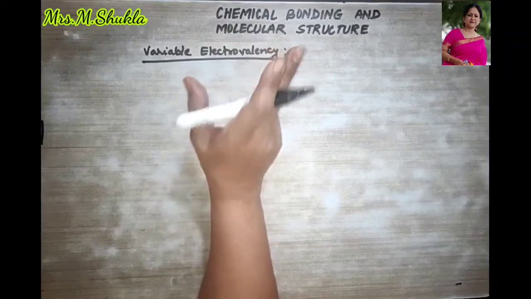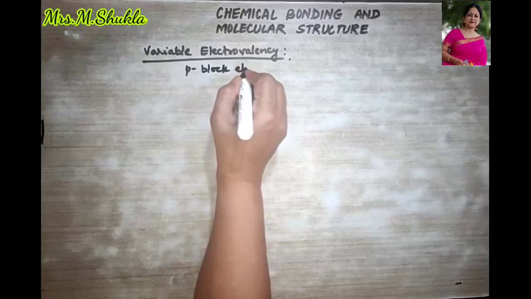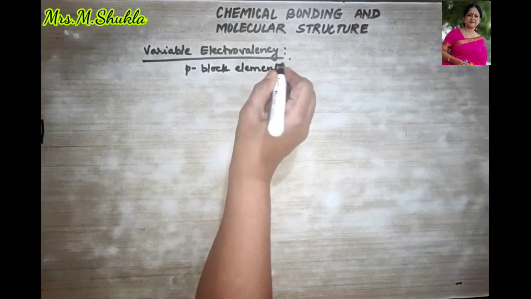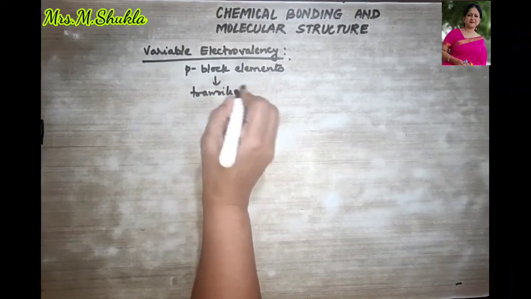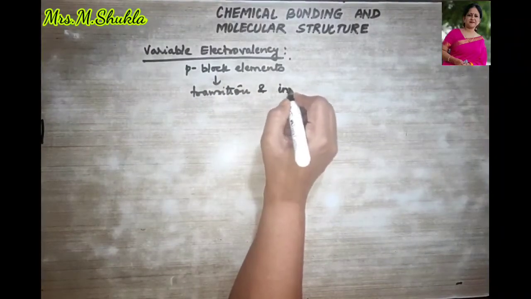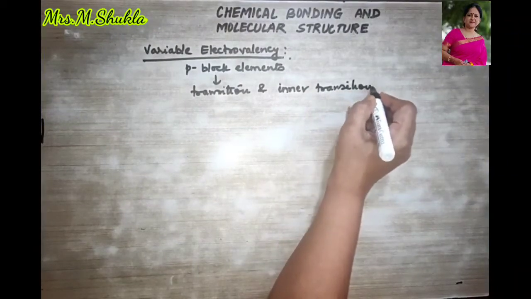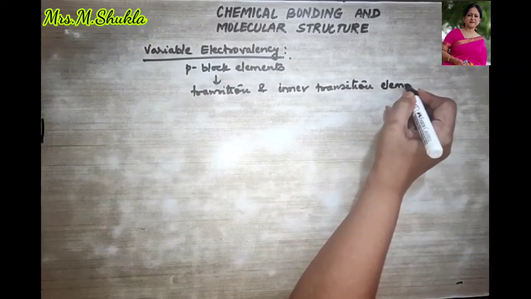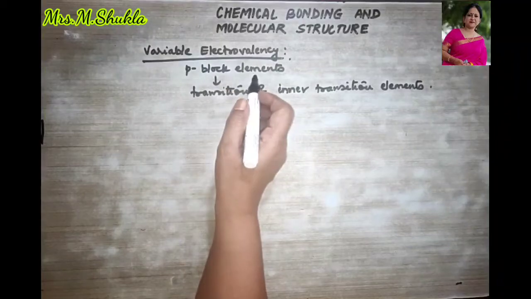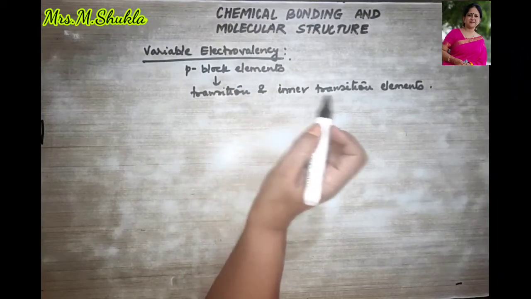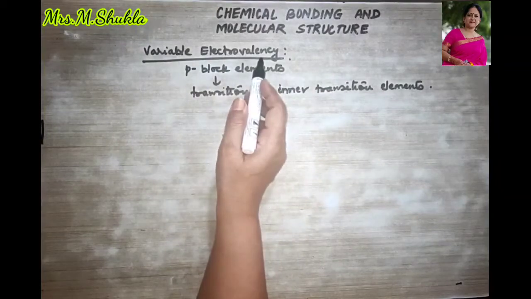Which ones did I say? The p block elements, the transition and inner transition elements. Clear? What did I say? I said that the p block elements, the transition elements and the inner transition elements show this variable electrovalency.